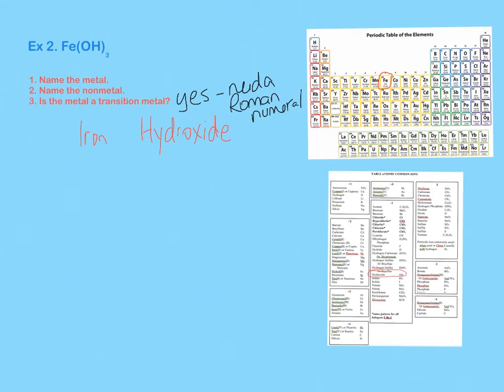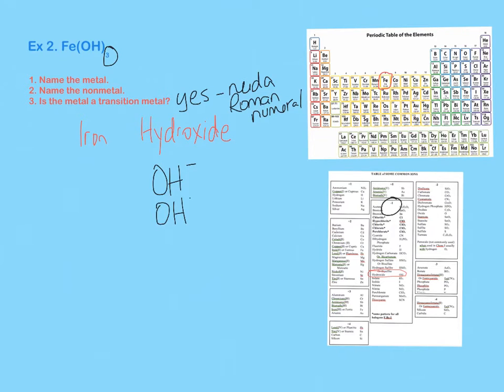Now here is the tricky part because I need to figure out what Roman numeral I need. So I have to look at the charges of each one of these. I need to figure out the charge of iron. So that means I need to look at my hydroxide. So OH has a -1 charge. That's right there. And up here it tells me that I have 3 of them.